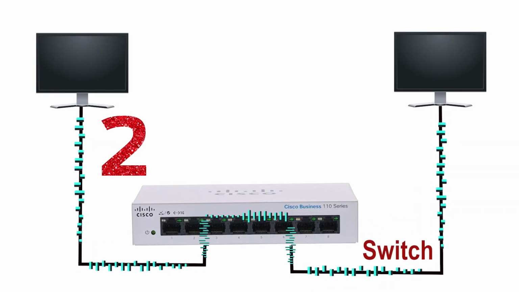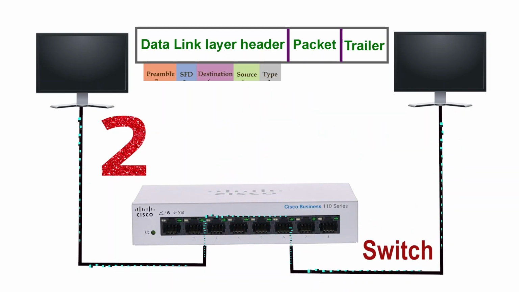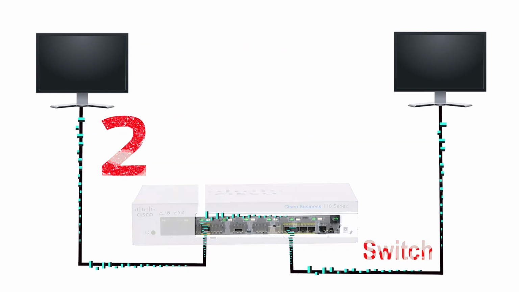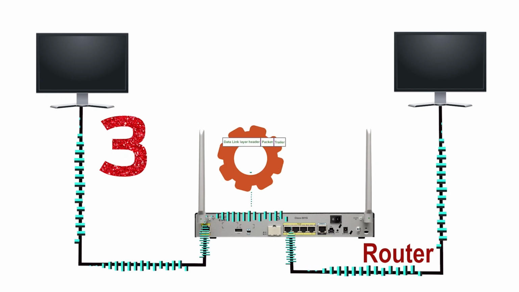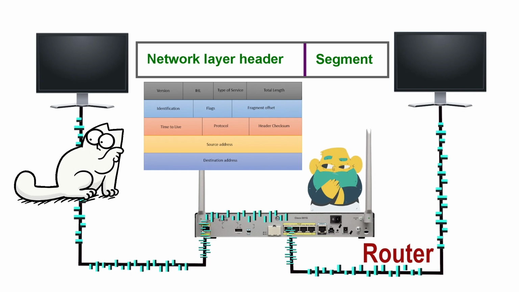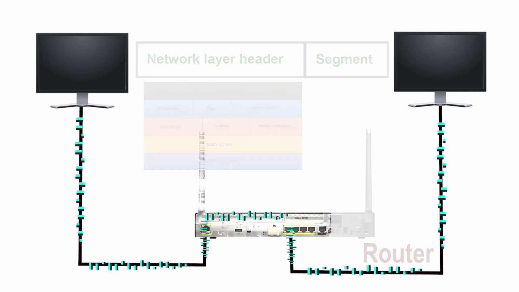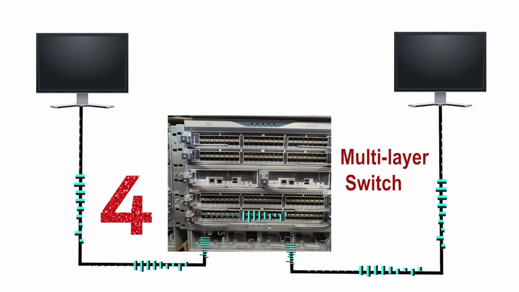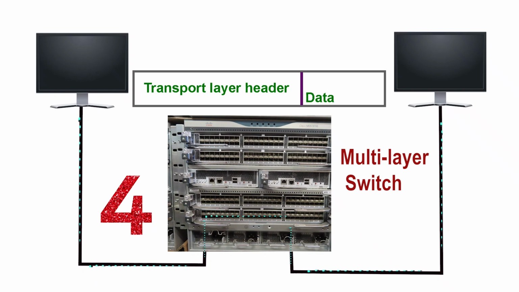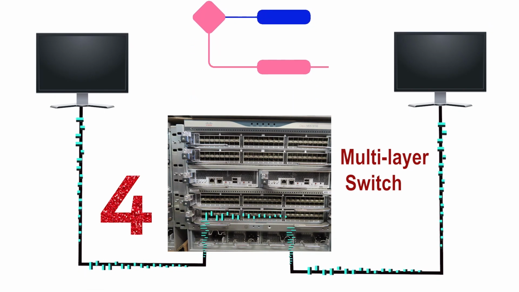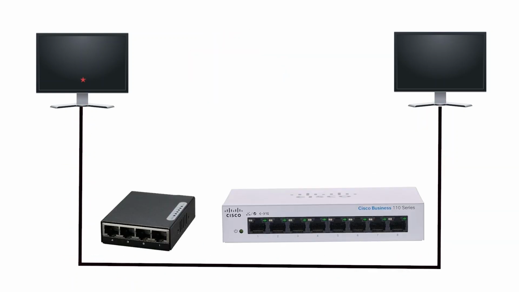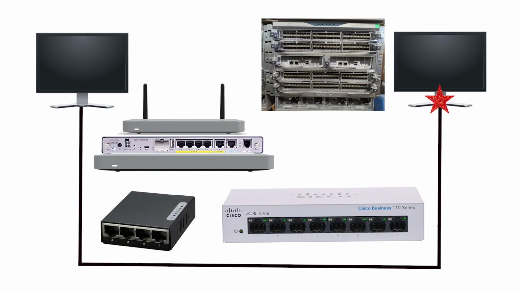A switch is a Layer 2 device. It converts signals into frames, reads source and destination MAC addresses from each frame's header and makes forwarding decisions based on them. A router is a Layer 3 device. It converts signals into frames and frames into packets to make forwarding decisions. It uses source and destination IP addresses to make forwarding decisions. A multi-layer switch is a Layer 4 device. It converts signals into frames, frames into packets, and packets into segments to make forwarding decisions. It provides many additional features. However, it is one of the most expensive network devices. A network can have 1, 2, or all 4 types of network devices based on its requirements.